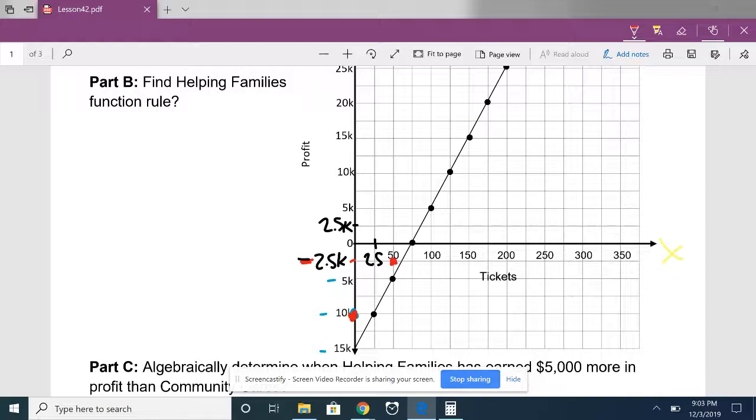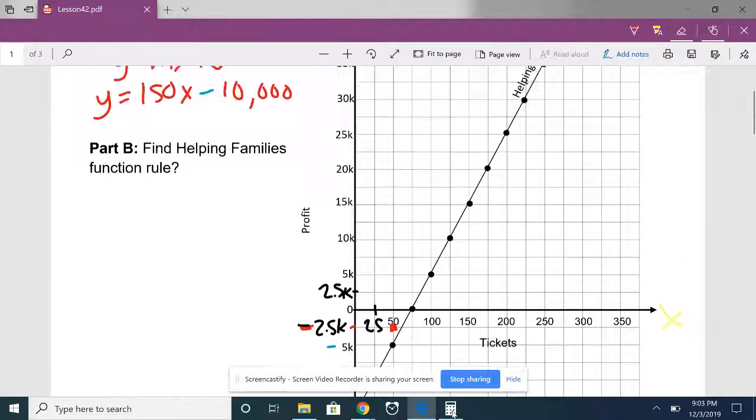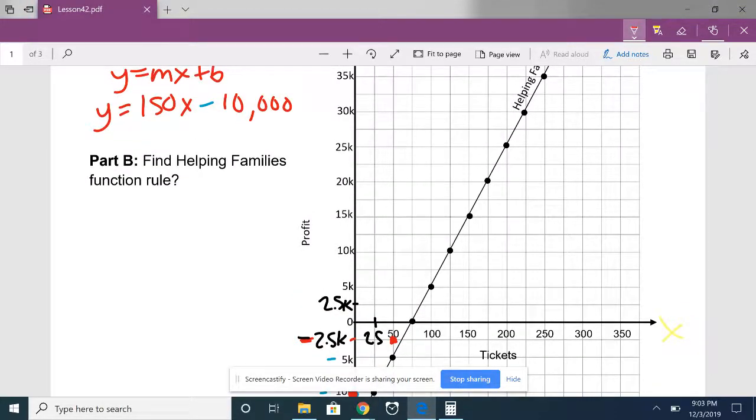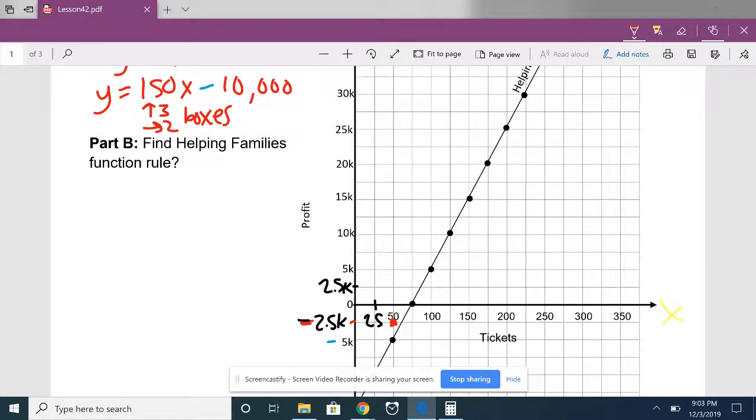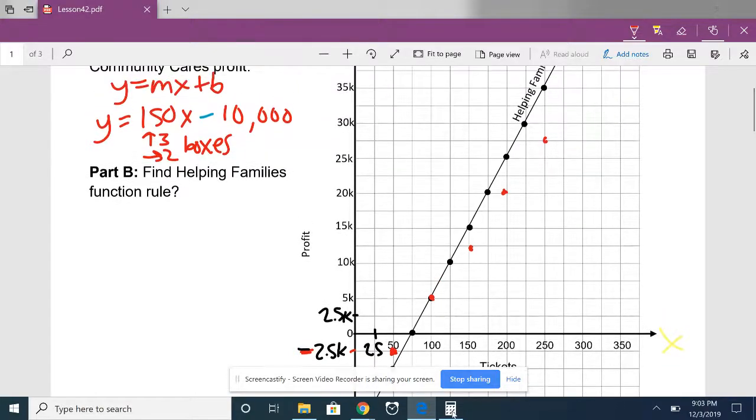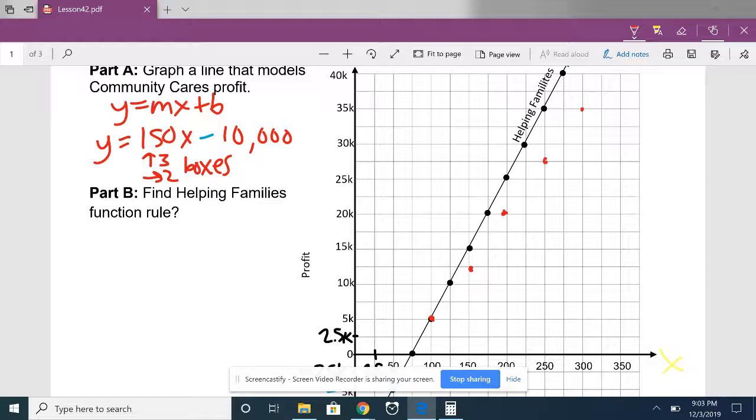So what's my rise over run? I go up 3 to the right 2. So my box scheme for this is going to be up 3 to the right 2 boxes. And so I keep graphing that, up 3 to the right 2. And that's where actually they intersect, which is nice to know. Up 3 to the right 2, up 3 to the right 2. So eventually I can graph it all the way.